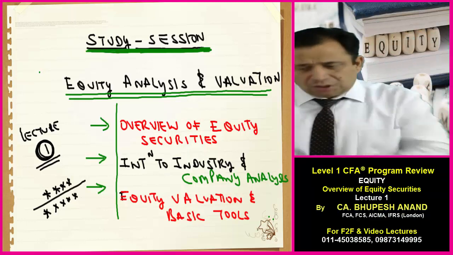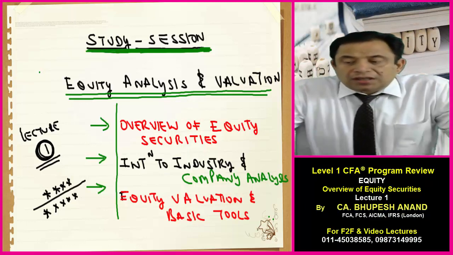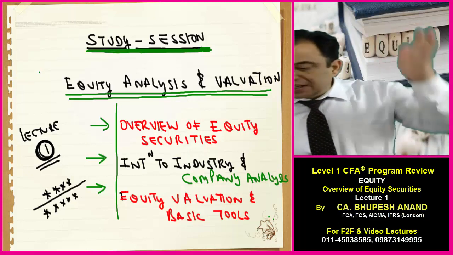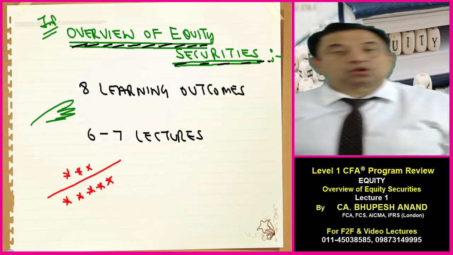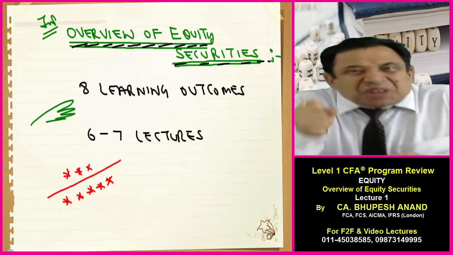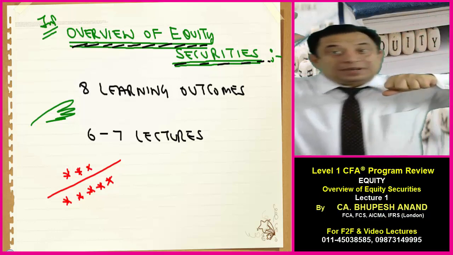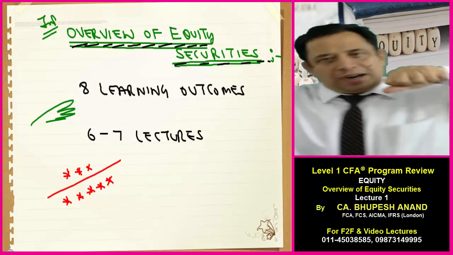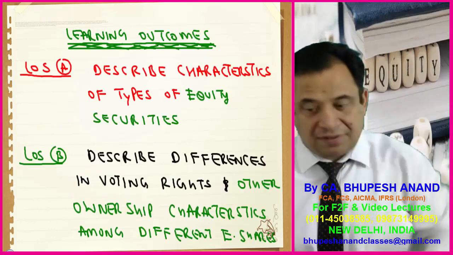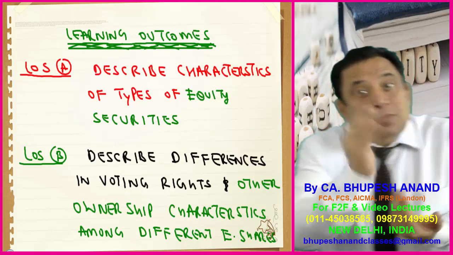Just write down this lecture number 1. Overview of equity securities, introduction to industry and company analysis, equity analysis, and basic tools. Today I will be starting with a basic introduction of overview of equity securities. It has 8 learning outcomes. I will be taking 6 or 7, maximum 8 lectures, and I have given 3 stars out of 5 stars. These are the learning outcomes given as per the CFA curriculum.